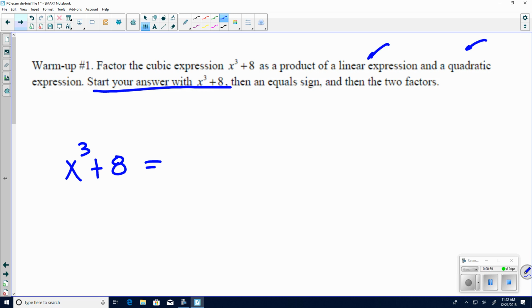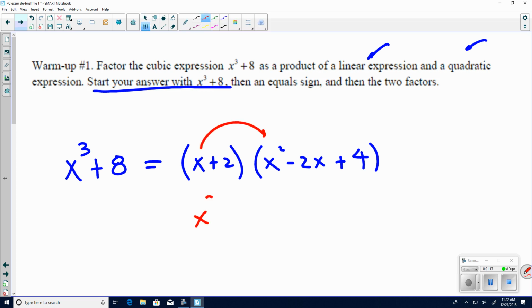So maybe we remember this. Hopefully we do. Here's an x plus 2, that's the linear, and an x squared minus 2x plus 4, that's the quadratic. If we were unsure, you know that you can always check factoring problems by multiplying them back out.